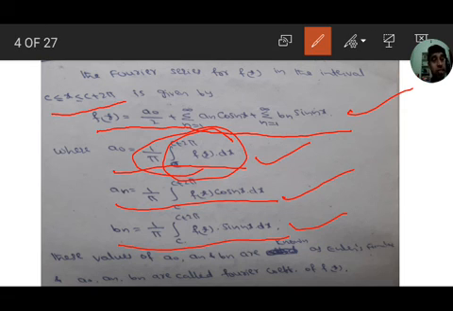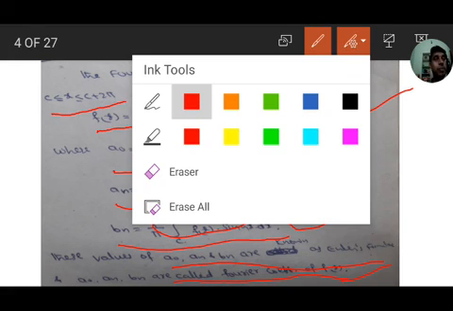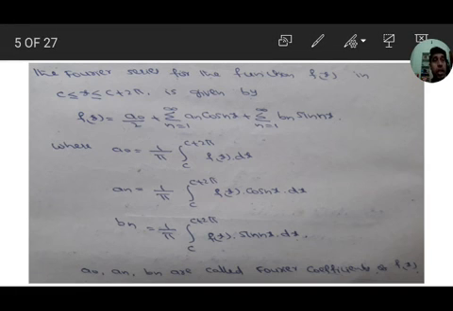These integration values are called Euler's formulae. These values are known as Euler's formulae, and a naught, a n, b n are called Fourier coefficients. These formulas are very important. Next, we will see the Fourier series for different intervals.